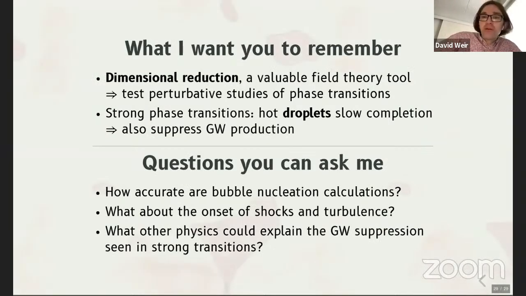So what do I want you to remember? If you remember two things, I want it to do with dimensional reduction and droplets. I want you to remember that dimensional reduction is a valuable thermal field theory tool, and it lets us test perturbative studies of phase transitions. I also want to inform you that in these strong phase transitions, when alpha gets large, these hot droplets can slow the completion of the transition and may suppress gravitational wave production by quite some margin. Exactly how and why, we're still investigating.